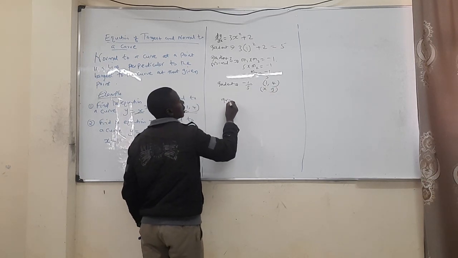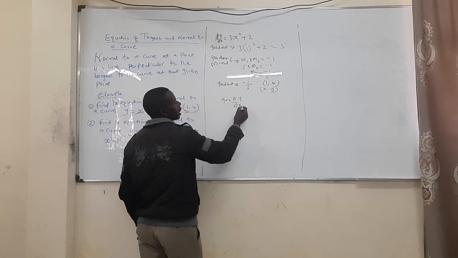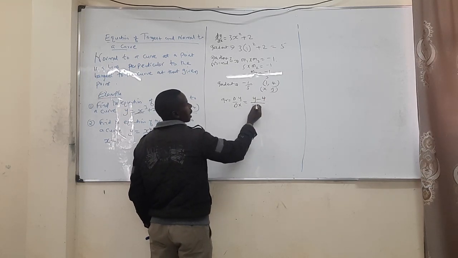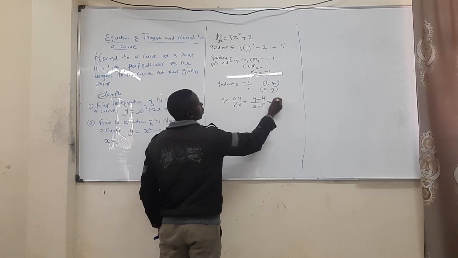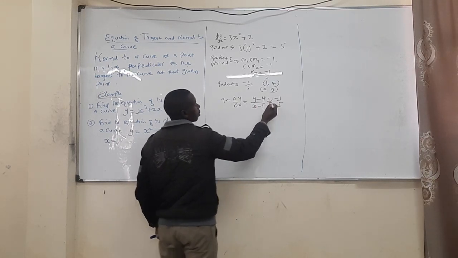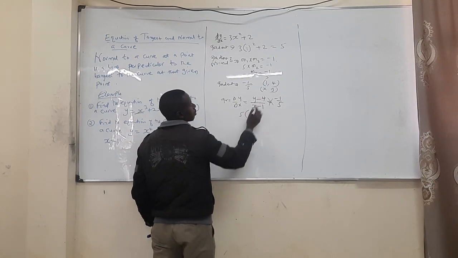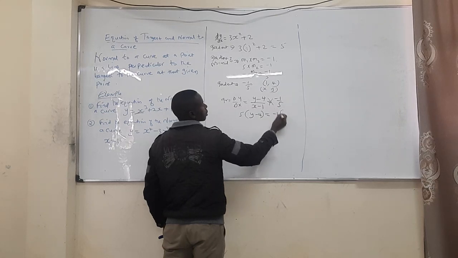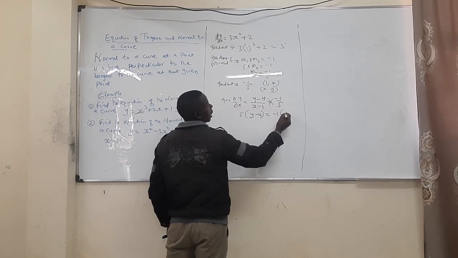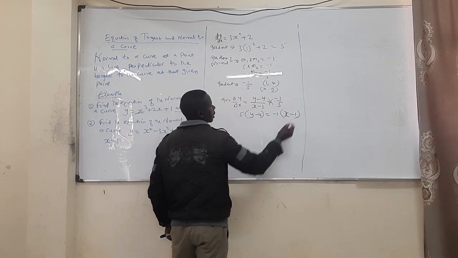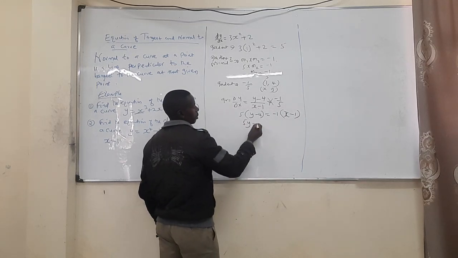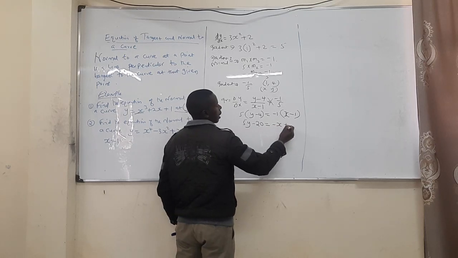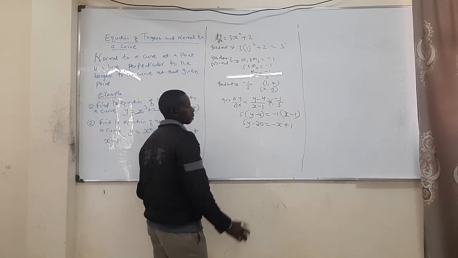So gradient is changing y over changing x. So you get y minus 4, you divide by x minus 1, and that gives you minus 1 over 5. So cross multiply, you get 5 multiplied by y minus 4 should be minus 1 multiplied by x minus 1. So 5y minus 20 should be equal to minus x plus 1. Minus 1 times minus 1 is plus 1.